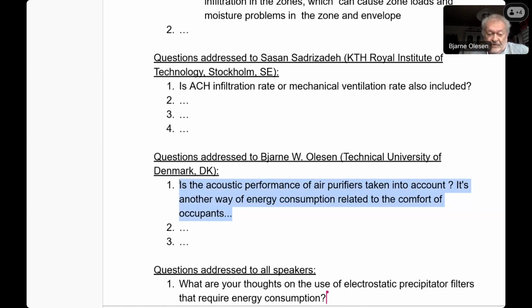So the acoustic doesn't change anything with the KPI we have established, but I agree it's an important parameter, and we have often seen both for ventilation systems and for air cleaners that they are not used because of acoustic. But of course you can do with air cleaners, you can use them before the occupants get into the space. Then the noise level doesn't mean so much.